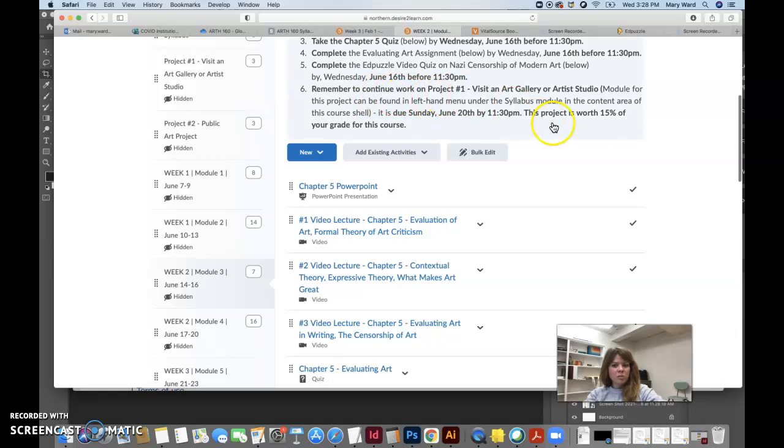Remember to continue working on project number 1. By this point in time, you should potentially be done with at least the physical visit to either the artist studio or the art gallery, depending on which one you're going to do. There is a virtual visit that you can do with the art gallery if you do an actual real virtual tour, not just going to a website for a gallery.